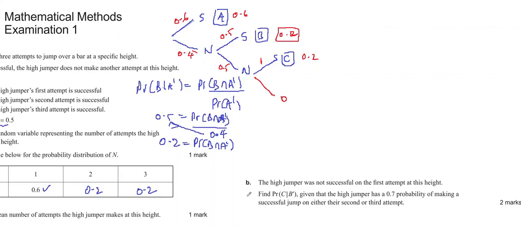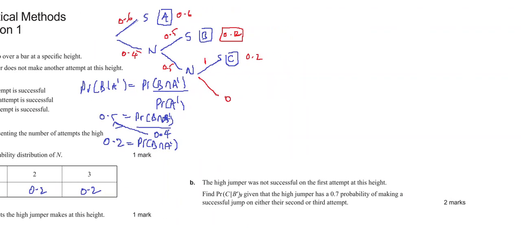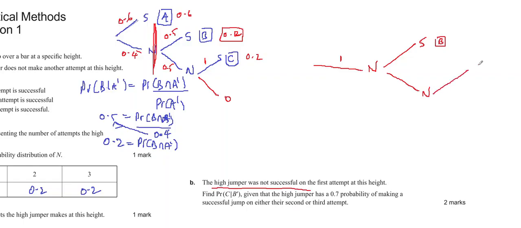So, part B, the situation changes. The high jumper was not successful on the first jump. So now I know that on the first jump it was not successful, and that's a probability of 1 because we know it happened. So on the second jump we can be successful or not, and that's event B. On the third jump we can be successful or not, and that's event C.